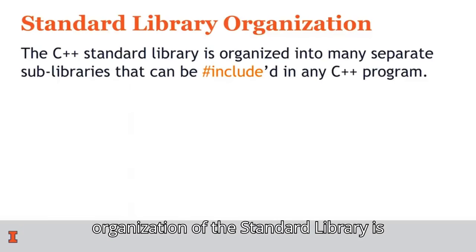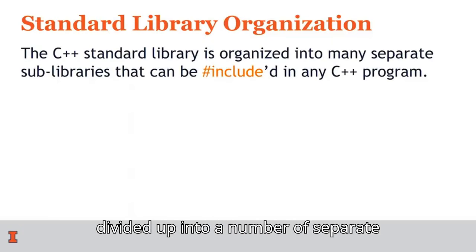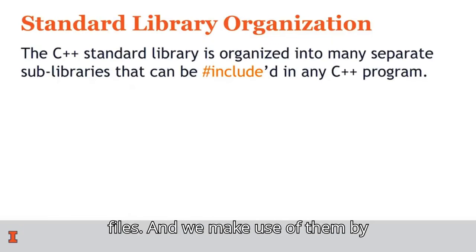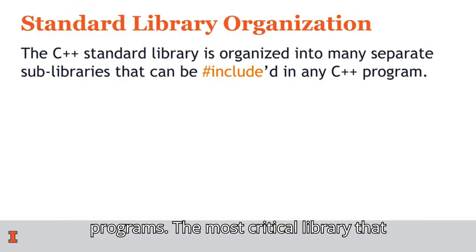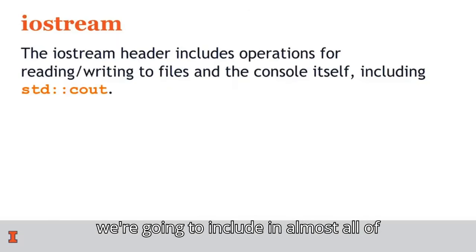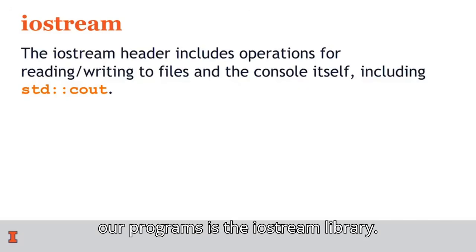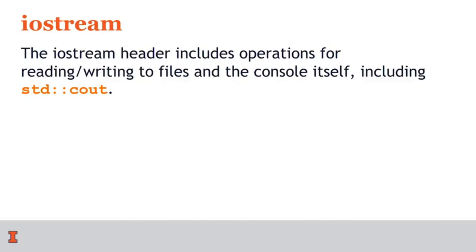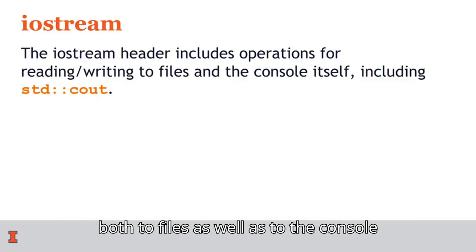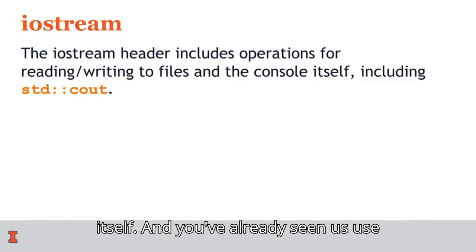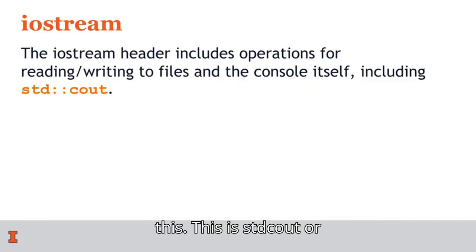The organization of the standard library is divided up into a number of separate files, and we make use of them by including them in any of our C++ programs. The most critical library that we're going to include in almost all of our programs is the iostream library. This library allows us to output data both to files as well as to the console itself. And you've already seen us use this. This is std::cout, or console out.